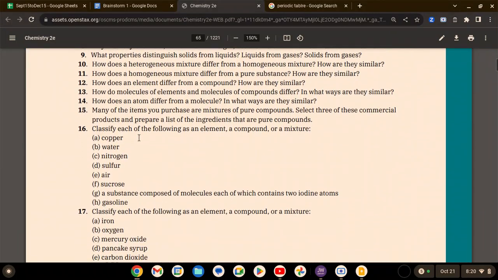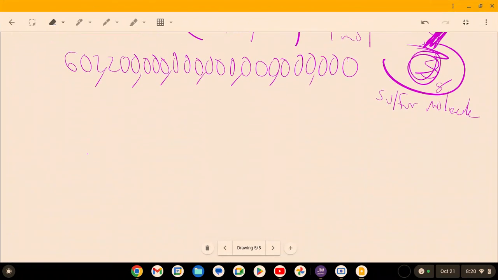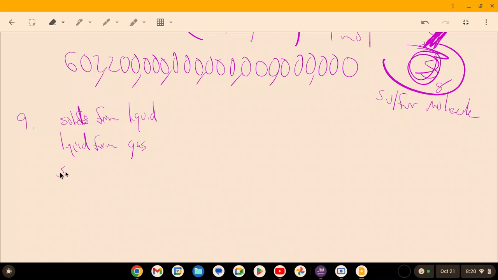All right, number 9. What properties distinguish solids from liquids, liquids from gases, and solids from gases? Okay, so number 9. So what did it say? It said solids from liquids, liquid from gas, and solid from gas.